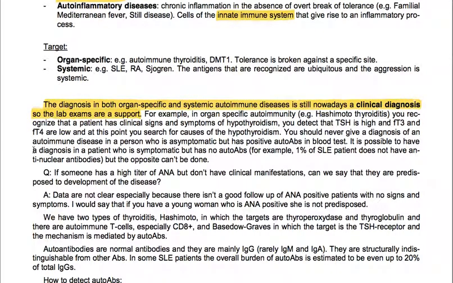You should never give a diagnosis of an autoimmune disease in a person who is asymptomatic but has positive autoantibodies in a blood test. It's possible to have a diagnosis in a patient who has no autoantibodies. For example, 1% of SLE patients do not have antinuclear antibodies, but the opposite can be true.